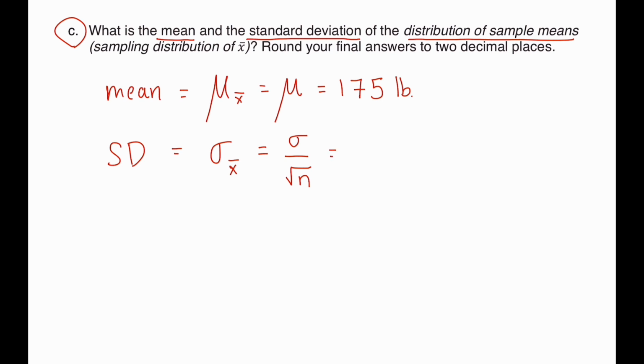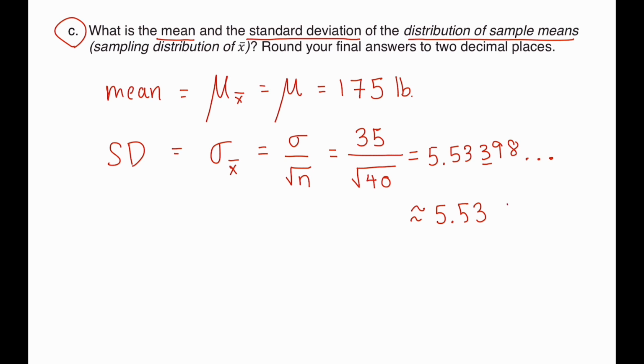This is equal to sigma over the square root of n. In this case, sigma was 35, and here we have the square root of 40. So this is equal to 5.53398. Since I'm rounding to 2 decimal places, I don't really have to go further than that digit. It's approximately 5.53 pounds.